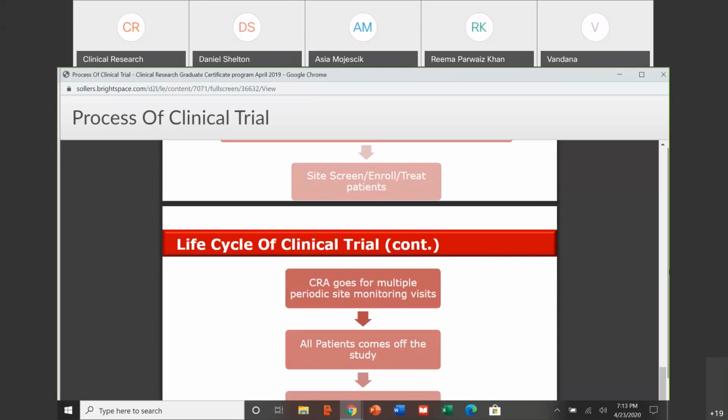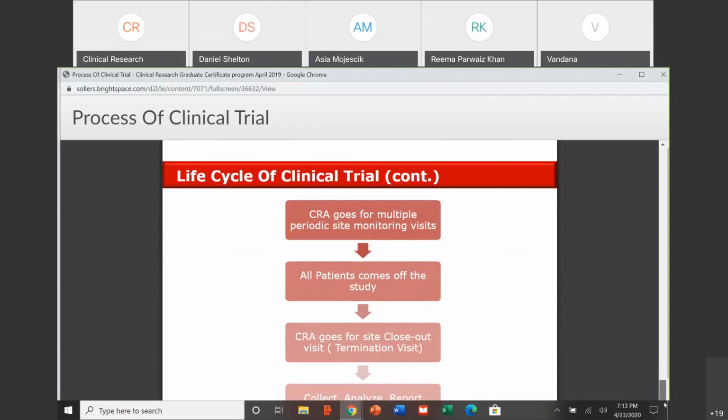So at that point, the CRA will go for multiple periodic site monitoring visits. Why did I say multiple? Because if the patient comes more than once, the CRA has to go more than once. Periodic means if the study design says the patient has to come every 4 weeks, the CRA will go every 4 weeks.